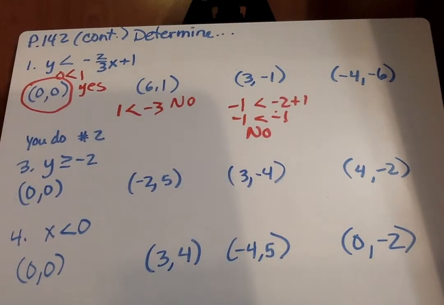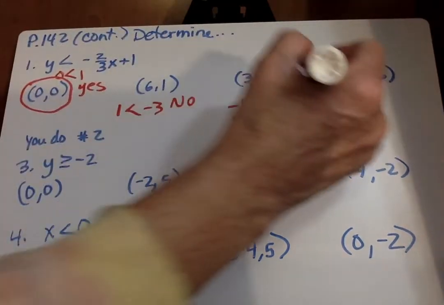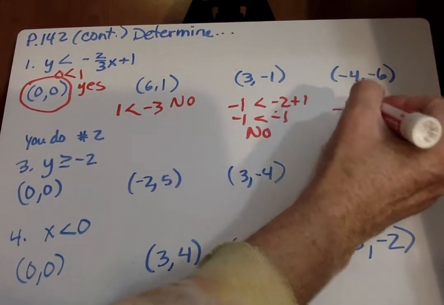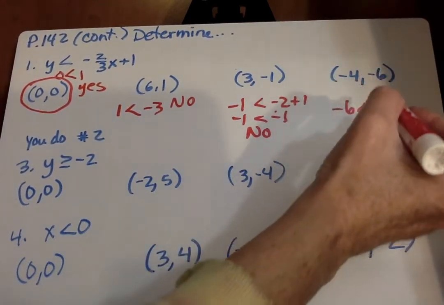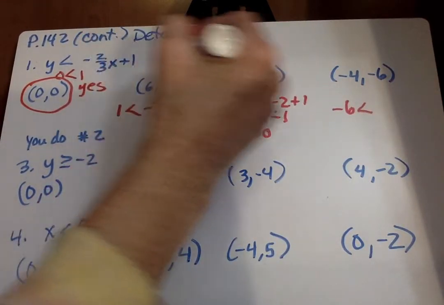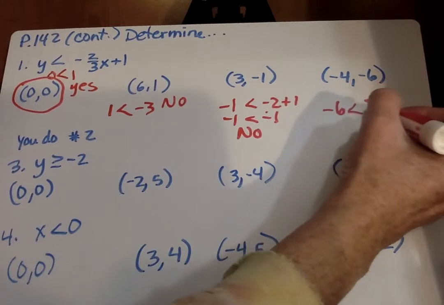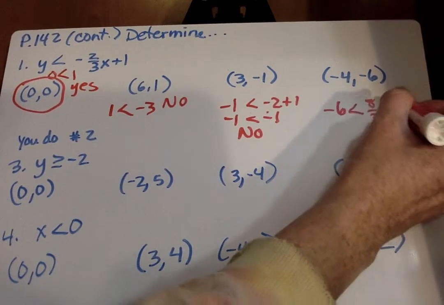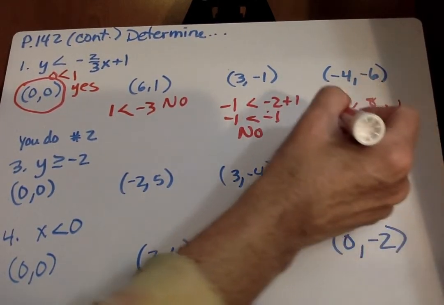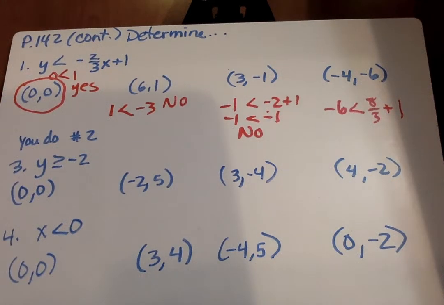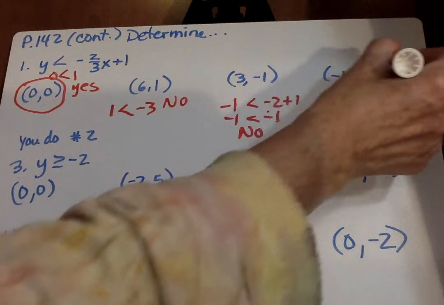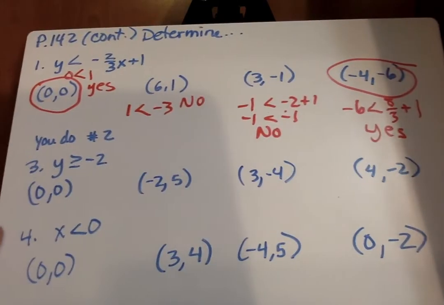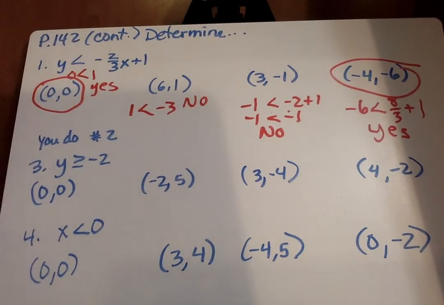Next, we're going to go on to the last one, negative 4, negative 6. Is negative 6, because again, you want to put your y value less than, that would be positive 8/3 plus 1. This is all positive, this is negative, so that is a true statement, yes. So we know that this is a solution. Our two solutions here will be the first one and the last one.